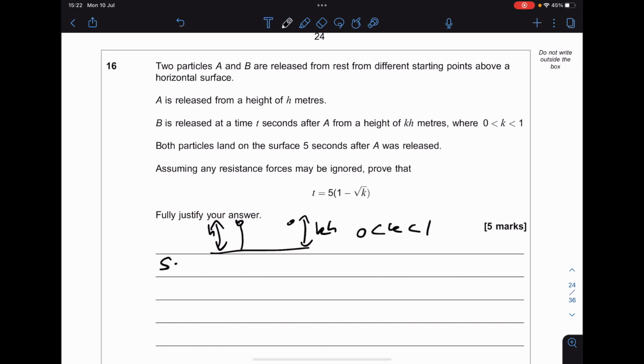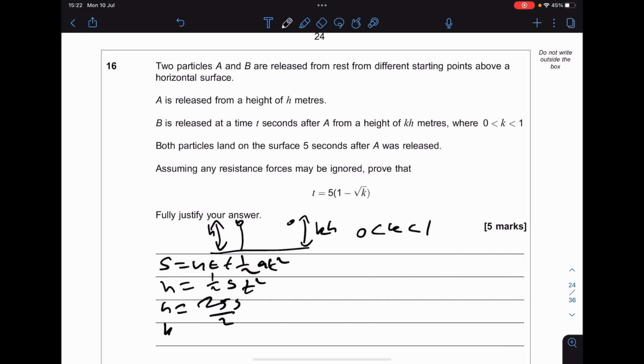Okay, so we've got s is ut plus half at squared. That's in the formula, but you can just nick it. So the height is going to be half g t squared. So it is. So the height is, what's that going to be? 25g over 2.